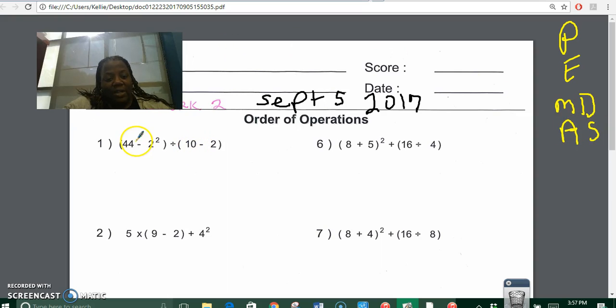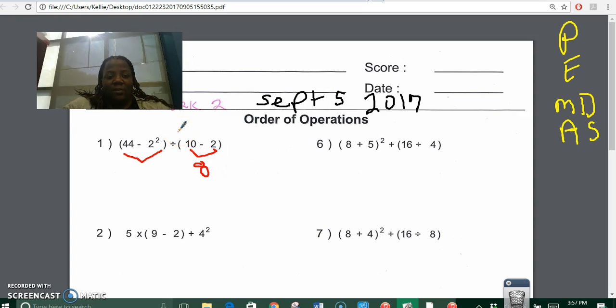I'm going to go ahead and start with number 1, right? So remember, we're going to do what's in the parentheses first, okay? We have 2 sets of parentheses here, as you can see. Let's do this one first. 10 minus 2 is 8.